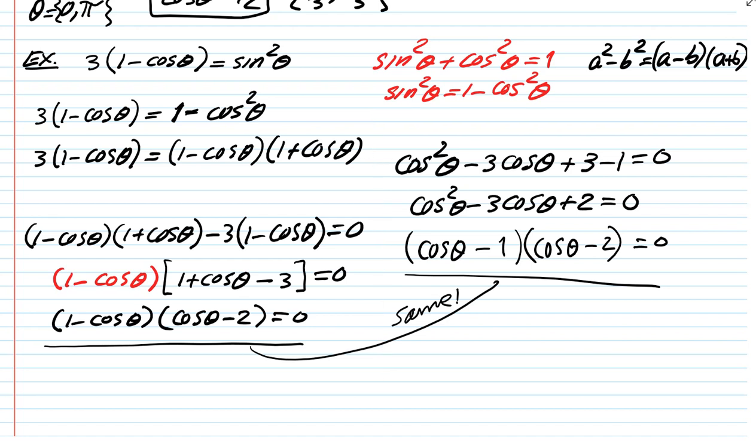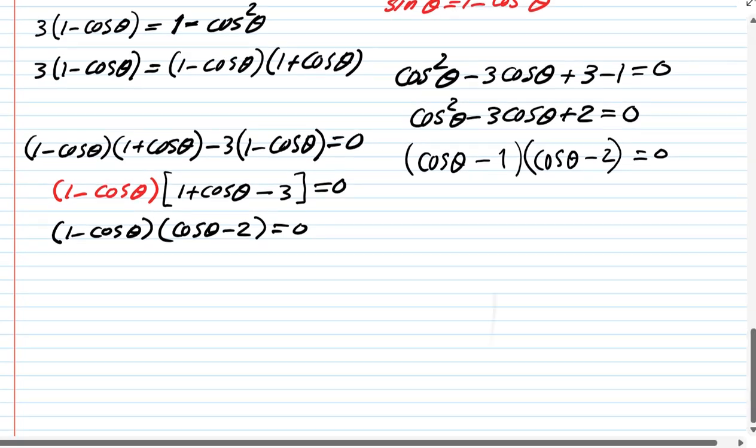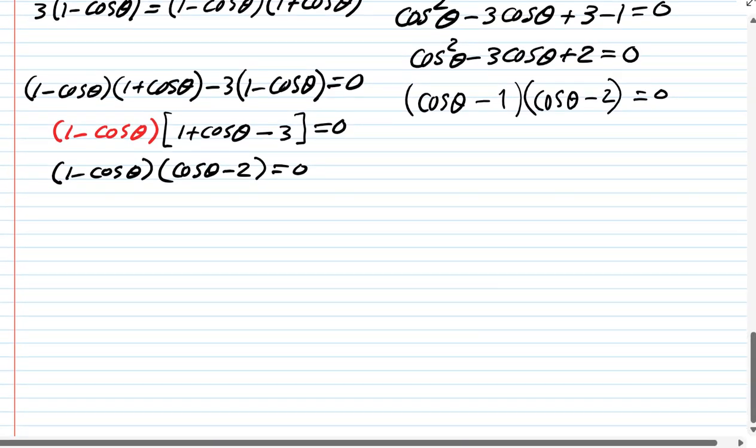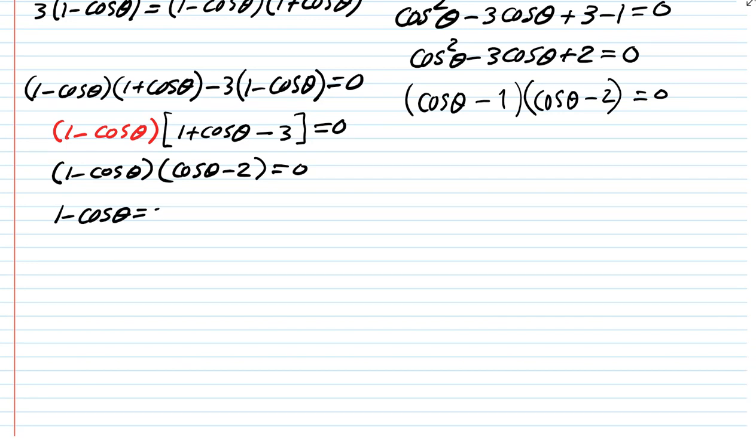All right. Well, if they're the same, that means our next step is going to be the same as well. So however you do it, now I'm going to proceed to solve it. By zero factor principle, each of those factors may be 0. So we said 1 minus cosine theta equals 0, or cosine theta minus 2 may be 0. Now with cosine theta minus 2 equals 0, add 2 to both sides. Now think about cosine of what angle is 2.